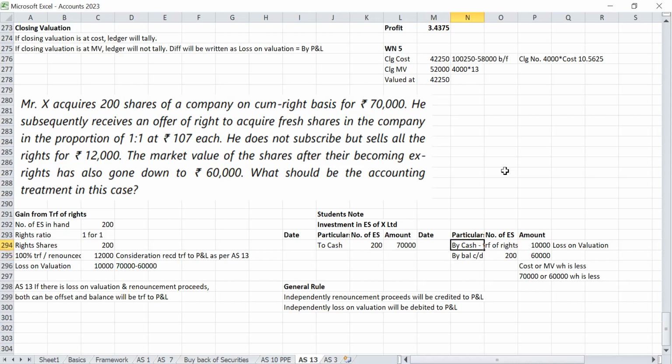Actually, you are getting 12,000 from transfer of rights. Correct? In this question, he does not subscribe but sells all the rights for 12,000. But the loss on revaluation is only 10,000. So the balance 2,000 will be credited to profit and loss account as per AS 30.